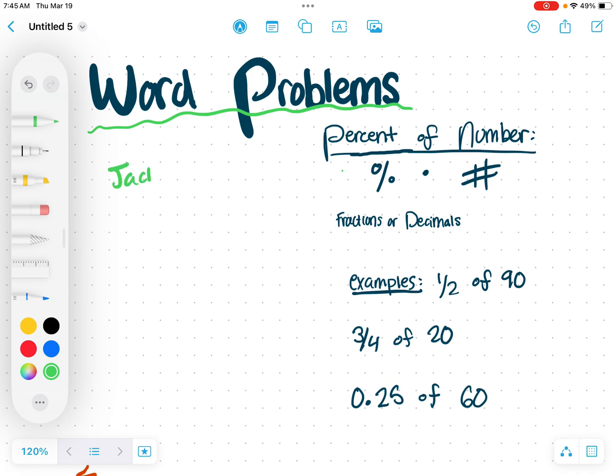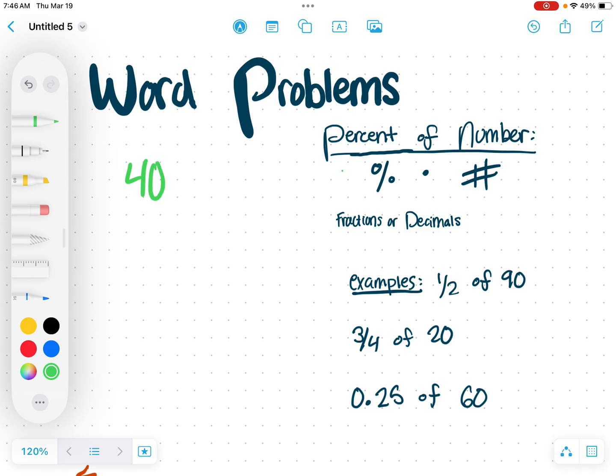jacket and it was $30 and your tax was 10%, and I didn't want you to find the total price, I just wanted you to find the tax. Or if you had a population of 500 and it increased by 8%, you would just multiply it by the percent, okay? Now, if it was a fraction, you would do it the exact same way.